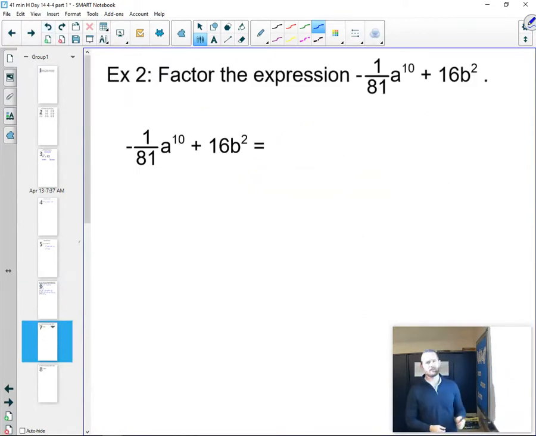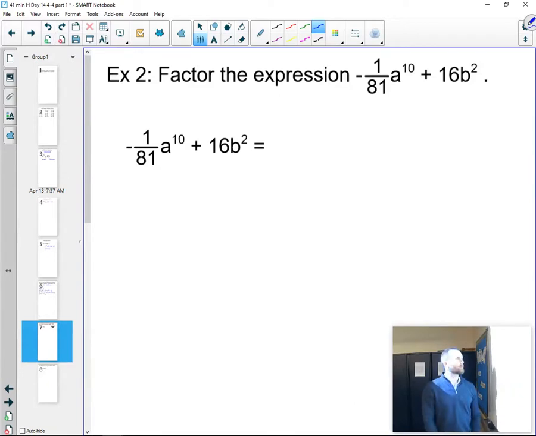Let's jump to example 2 now. Now that we've got a good foundation of recognizing difference of squares, let's look at a couple problems that are a little bit more challenging. So we've got to factor the expression negative 1 over 81a to the 10th plus 16b squared.